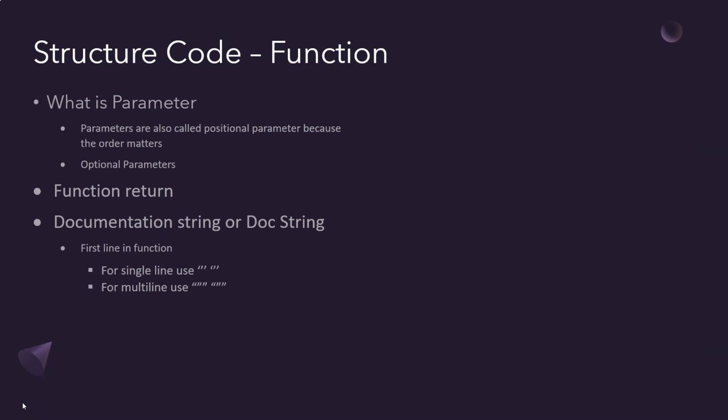So here we will look at more details on parameters. Parameters are also called positional parameters because the position matters, order matters, and we also have the option for optional parameters. Then we're going to talk about function return and docstring, also known as documentation string. So let's try to do this with an example.